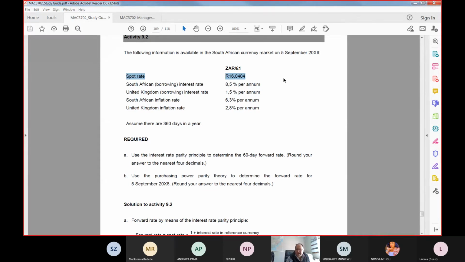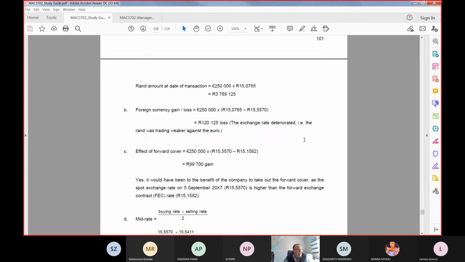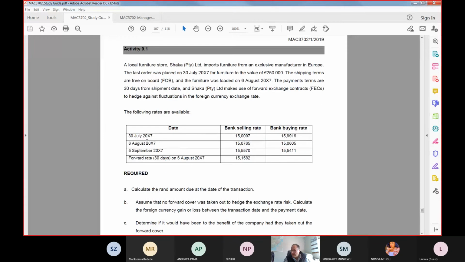The South African rate of inflation is 6.3%. That is bad, but it's more or less realistic with what we're currently having. The UK inflation is 2.8. Assume they are working on 360 days. Use the interest parity, in other words the interest rates here, not the inflation rate, to calculate the forward rate of 60 days. Remember earlier in the question about FECs, where we had the spot rate at 15.075 and the forward exchange rate at 15.15.